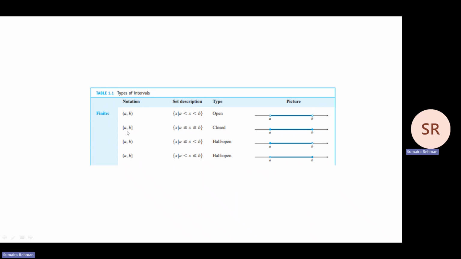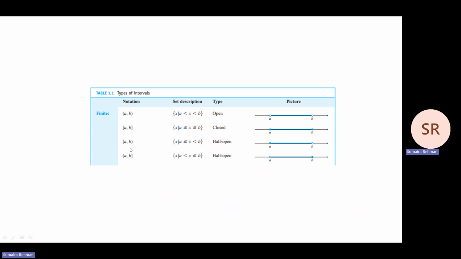Now here we have the closed interval. This time we are using the closed brackets, the square brackets, and here we will use less than or equal to. All those numbers which lie between a and b will be members of this interval. Because here we have the equality and the square bracket, we will fill up the circle. This means that the starting and ending points are also included in this interval.